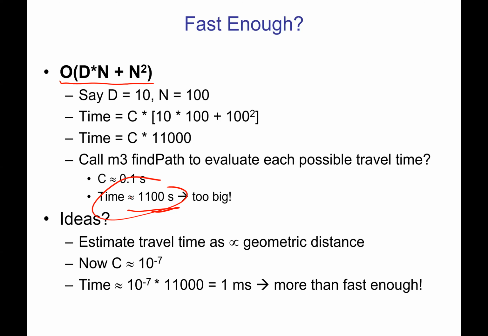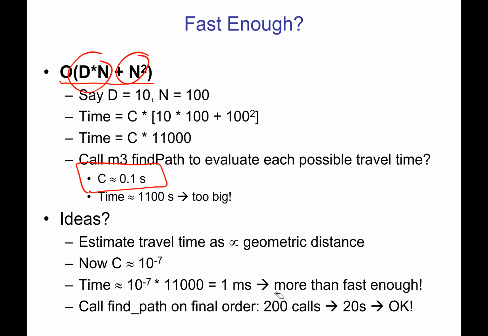So if we do that, our algorithm is still n squared, right? Still this d times n plus n squared, but we basically reduced the constant. Our constant used to be 0.1 seconds to figure out the travel time between two things, which was the key operation we're doing. Now we can do that with just a few computations. So it's going to be more like 10 to the negative 7, which means this is going to take maybe a millisecond to do the whole optimization of what is my delivery order. So that's more than fast enough. You got 50 seconds, you figured out your delivery order in a millisecond, you're great.